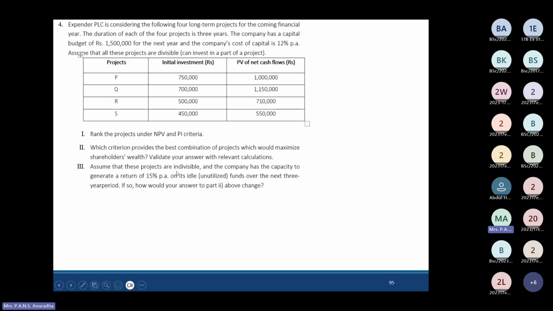Assume that projects are indivisible and the company has the capacity to generate a return of 15% per annum on its idle unutilized funds over the next 3 years. So how would you answer this one? Again, profitability index based ranking, and then you have to identify which projects are the acceptable ones. If there are unutilized funds, you can calculate for that at the 15% rate. There is some return also for the unutilized funds.